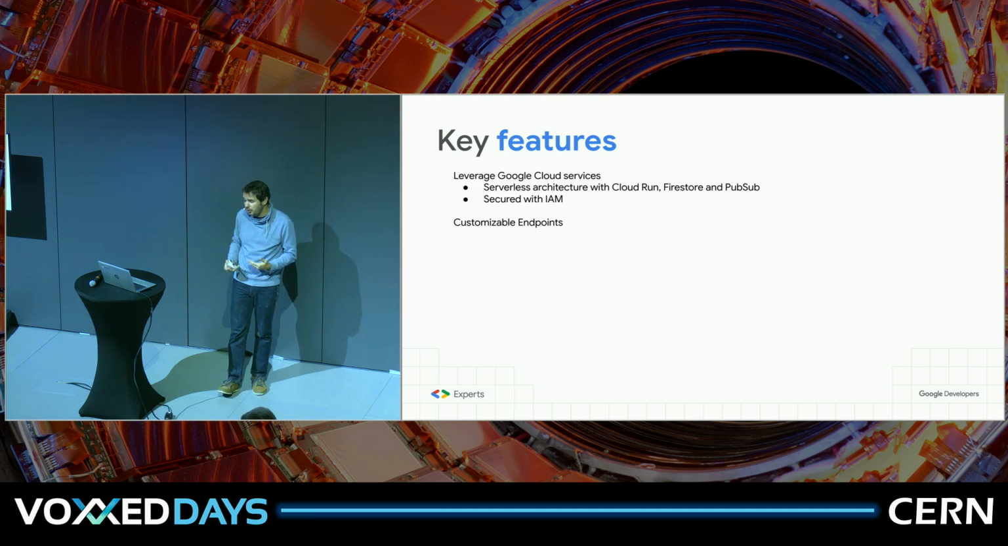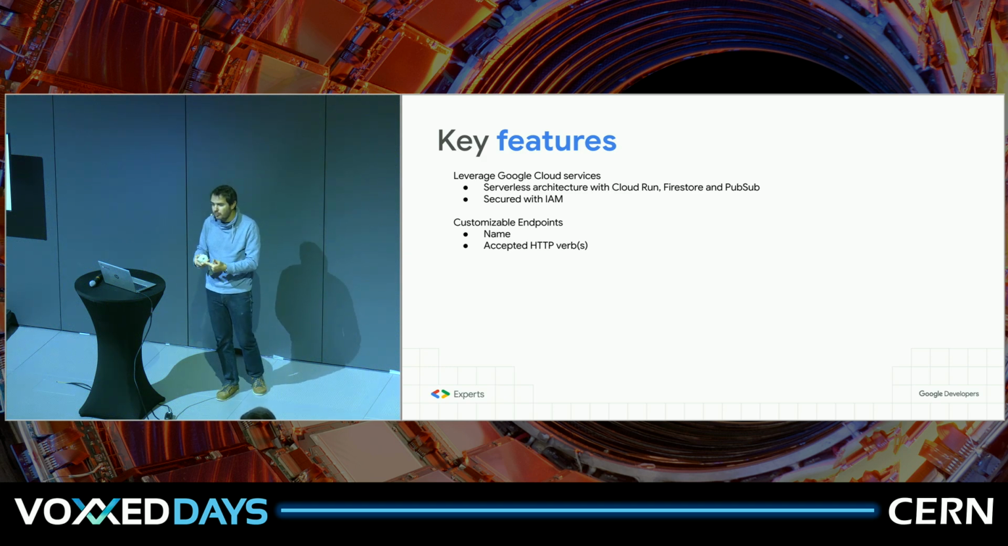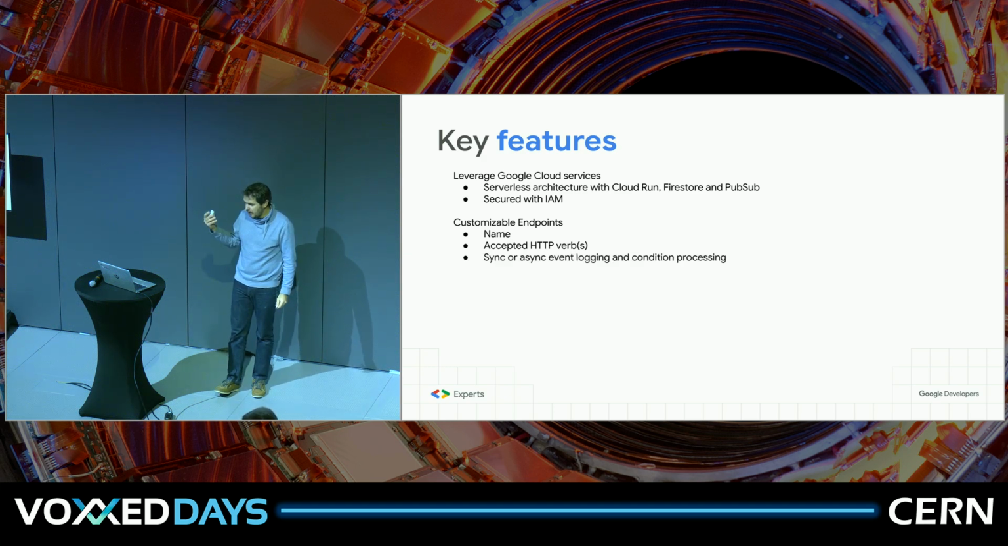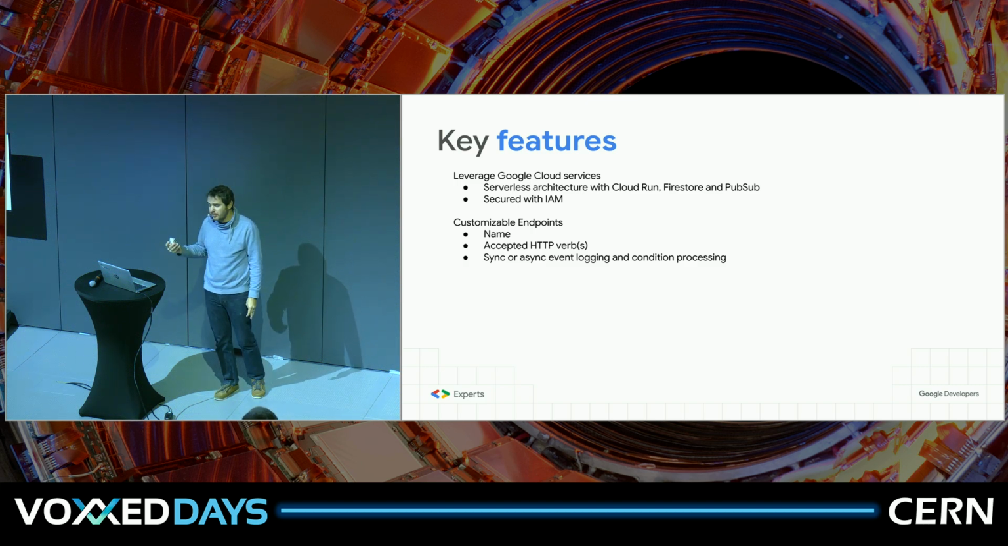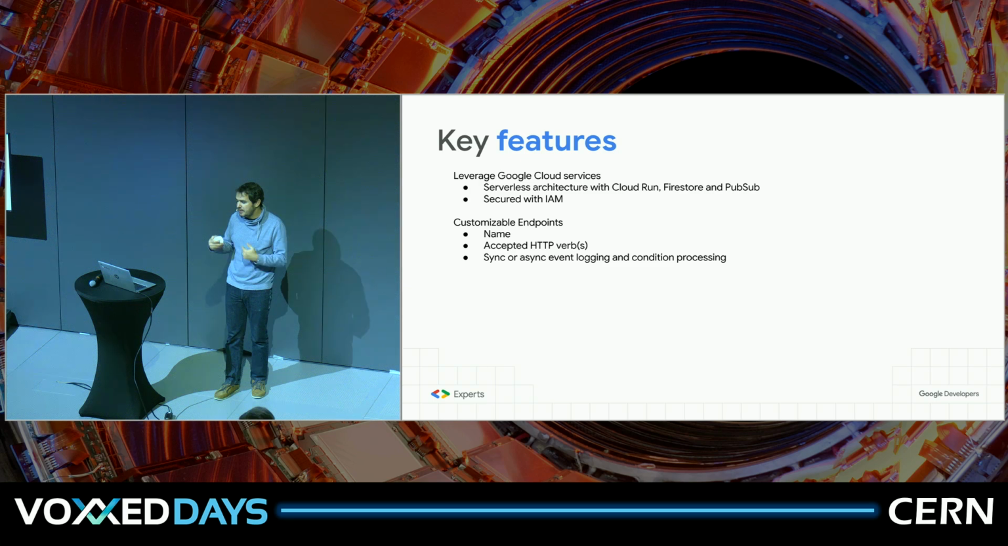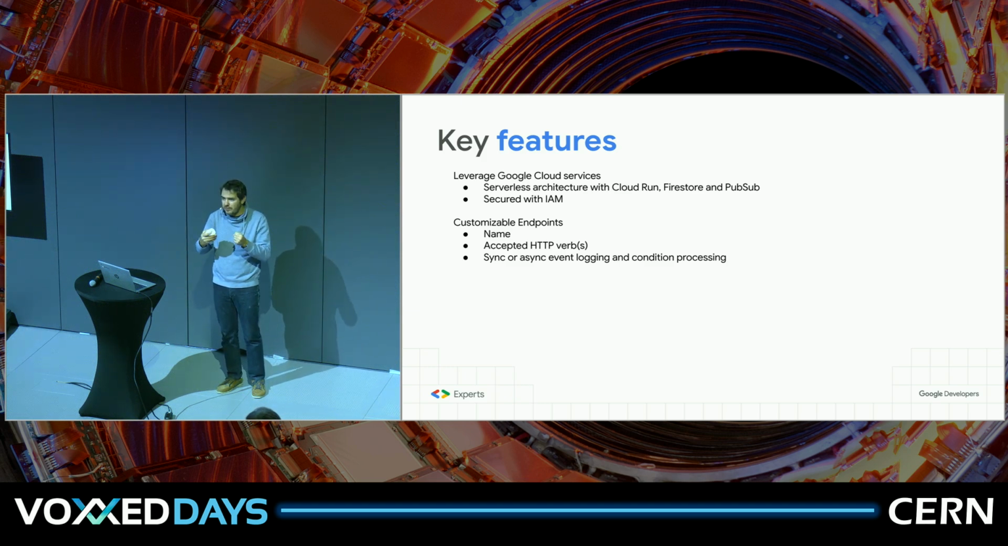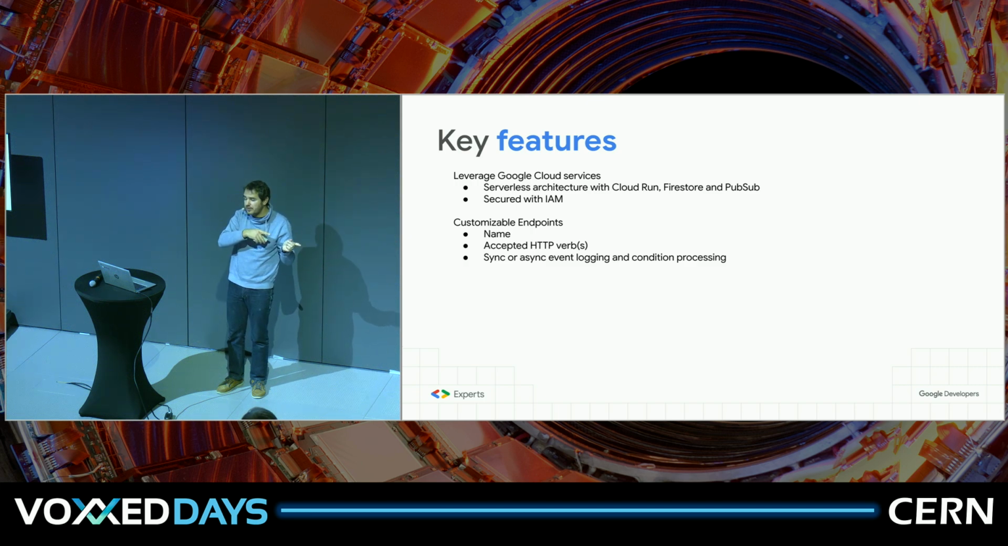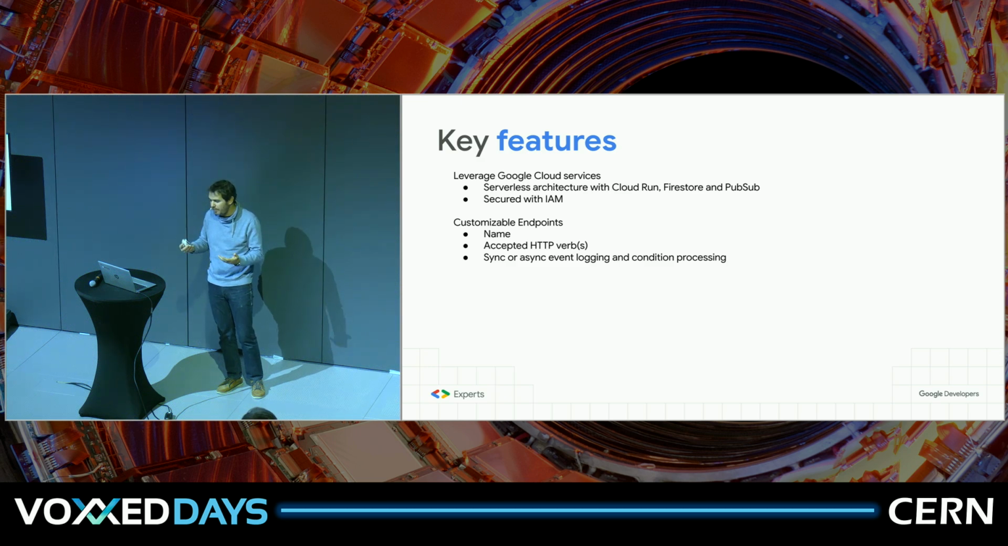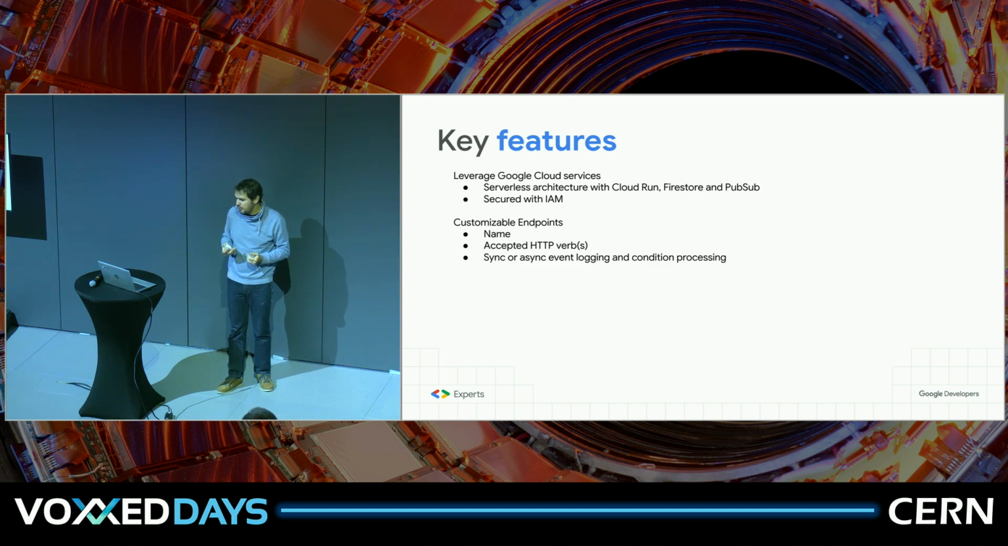Now you have some configuration. You can customize the endpoint with the name and the accepted HTTP verb: post, put, get, delete, etc. You can process the events synchronously or asynchronously. That means if it's synchronous, you get the event, you persist the event, you check the condition, and then you send an answer to the events caller to say, OK, I received your message. Or asynchronously, you get the event, persist the event, tell the event sender that the message has been persisted, and then perform the condition check to send a message.